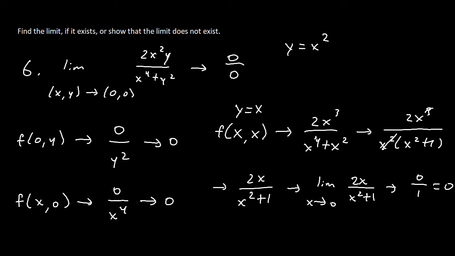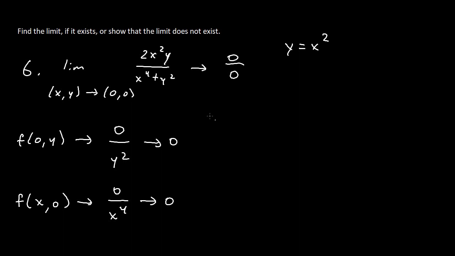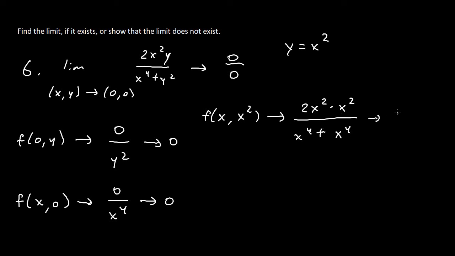So now let's try plugging in y equals x squared. So when I do that, we'll evaluate f of x comma, and so we're replacing y with x squared. So when I evaluate that, we'll get 2x squared times x squared over x to the 4th plus x squared squared, which is obviously x to the 4th. So we'll end up getting 2x to the 4th on the numerator over 2x to the 4th on the denominator. Obviously that's going to be equal to 1.